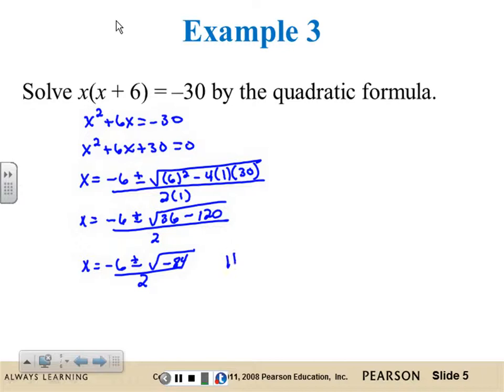So there is no real solution. And the reason being is because you have a negative under the radical. When you have a negative under the radical, there is no real solution. We have an imaginary solution, but not a real solution, and we haven't talked about imaginary numbers yet, so no solutions.